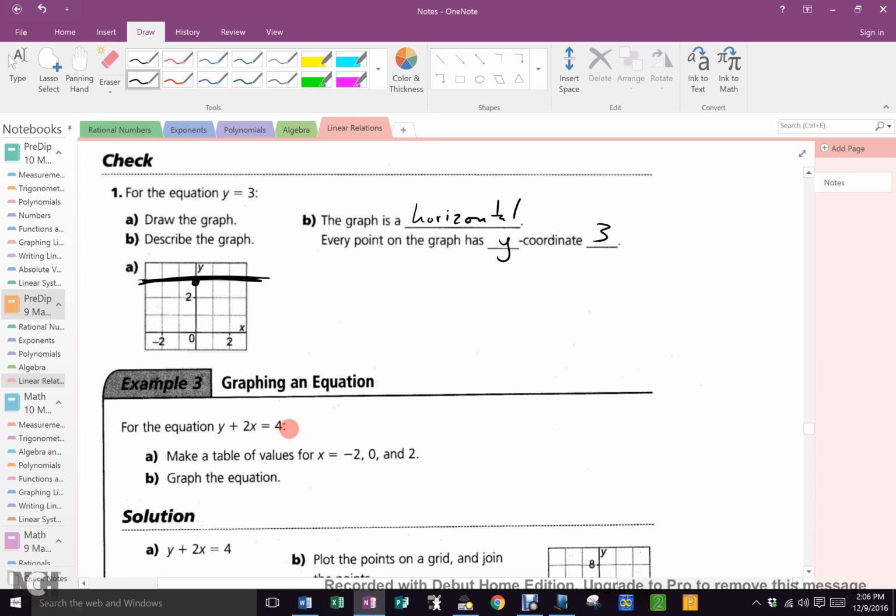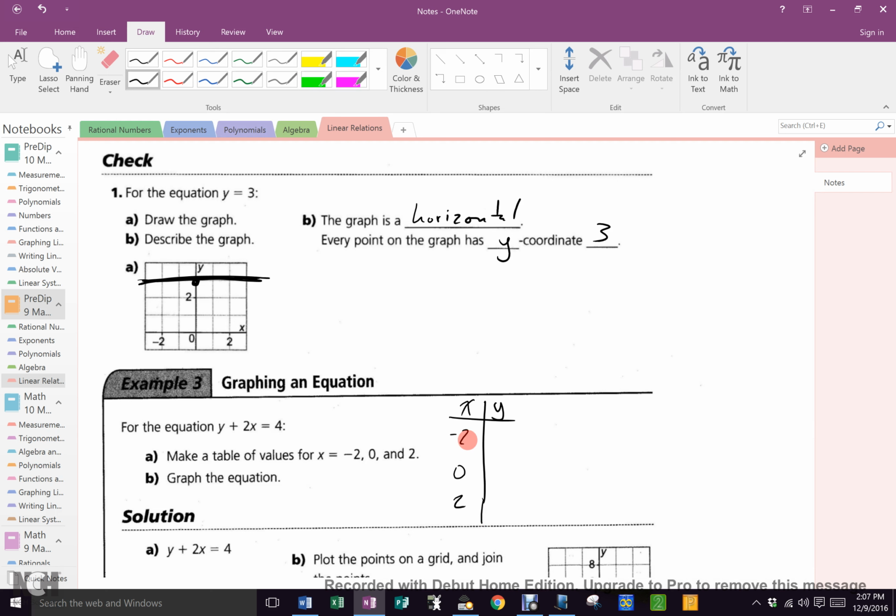Now, I want you to graph that for me. If I'm going to graph it, I need points on the graph, don't I? It tells me to make a table of values for x is -2, 0, and 2. Why did it give me x's? Could it have given me y's? Sure it could have. Why did it give me x's? Because x's are usually our independent variable, or our input, yes?